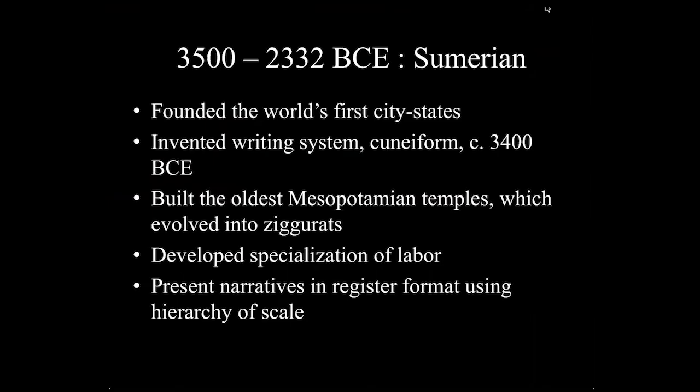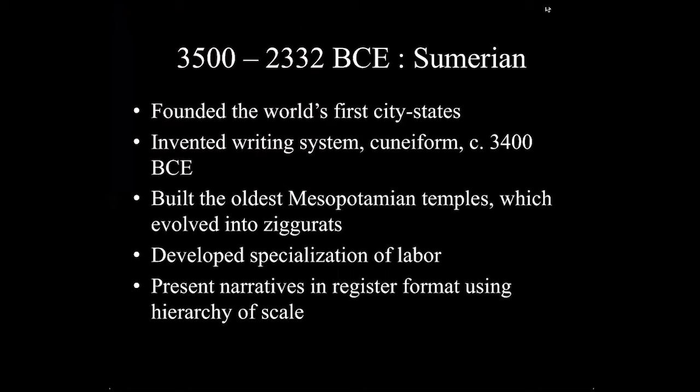So I'd like to start with the Sumerians. And we call the Sumerians our first real civilization. Of course, this is always up for debate. These categories are flexible and they are never absolute. But the Sumerians are going to found our first city-states. They'll create a writing system called cuneiform, which they will not just use for their language. Subsequent cultures will also use this writing system. They're going to build Mesopotamian temples, which we're going to call ziggurats.